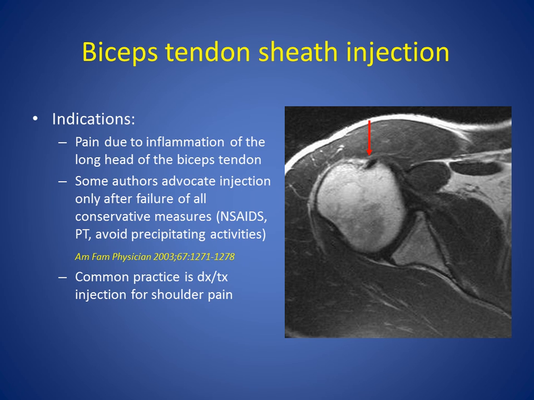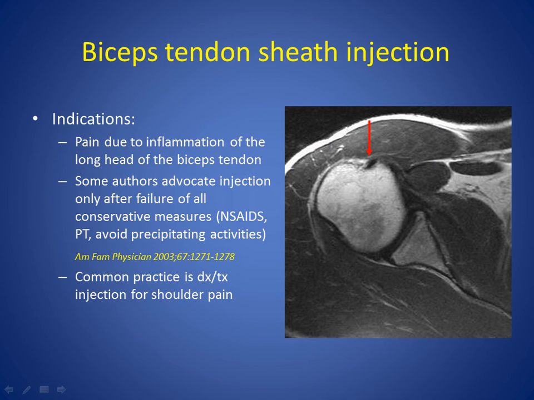However, I'll tell you the common practice is to do a diagnostic and therapeutic biceps tendon sheath injection, where you try to give therapeutic pain relief, but also you're getting some diagnostic information. If the pain goes away, then we know the biceps is involved as a component of their pain. If the pain does not change, then their pain's coming from somewhere else. This is a very common practice for this type of injection.